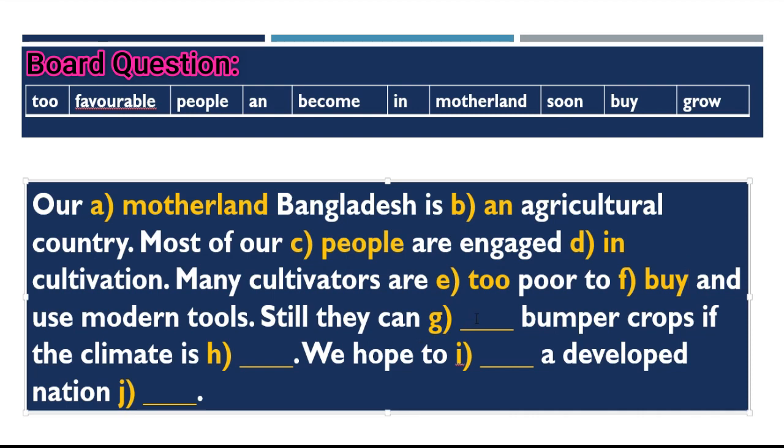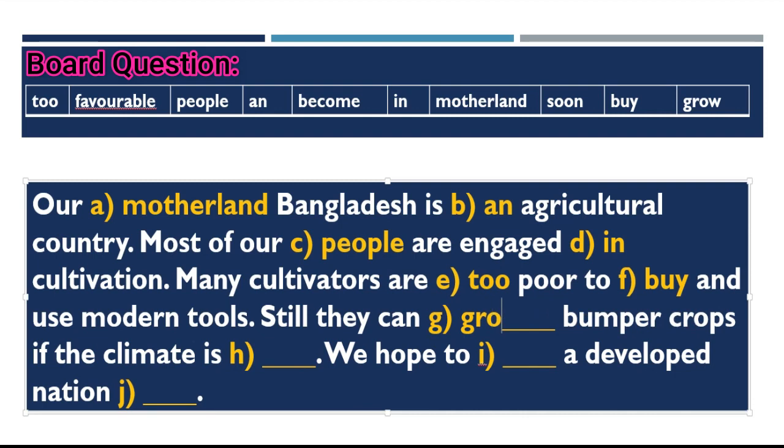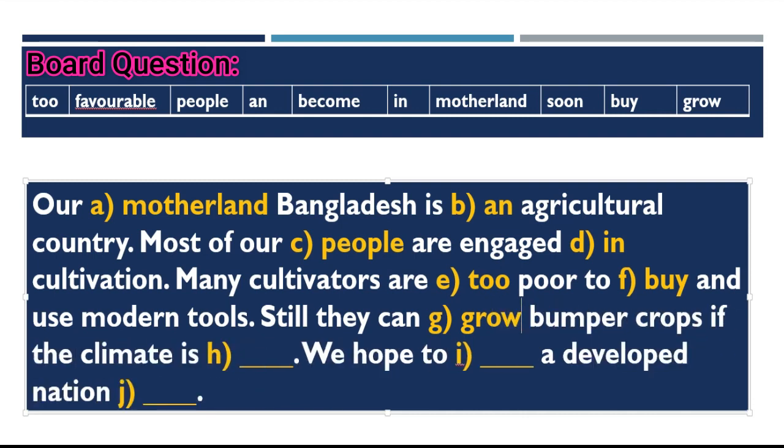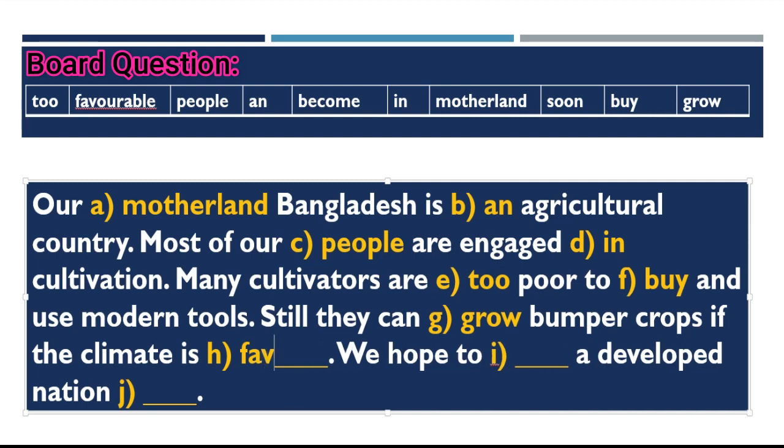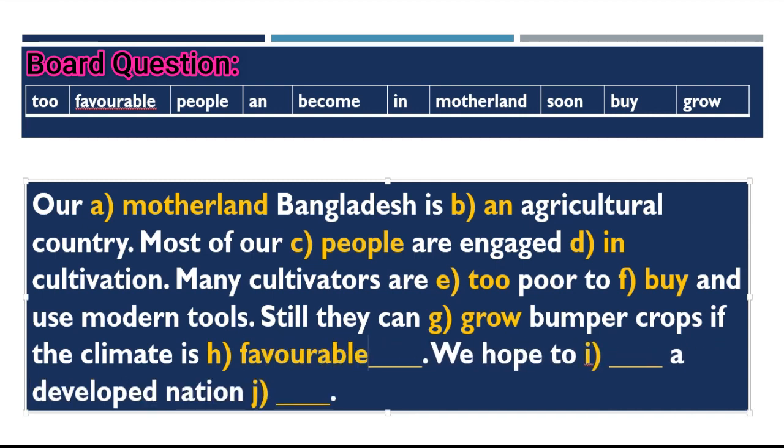Then still they can dash bumper crops if the climate is dash. Still they can dash bumper crops. They can grow. Again you have to remember, can is a modal, and remember after can we have to use a verb, and obviously the base form of the verb, and here "grow" will be appropriate. Can grow bumper crops if the climate is how? Climate is favorable. If the climate is favorable, okay.